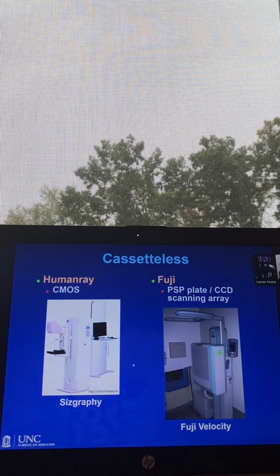These are also examples of cassetteless. This is a mammography unit, and this happens to be the detector right here. And inside of that protective covering, it's a CMOS detector. And then in this cassetteless unit here, they used to have this one. This was an image that was actually taken over at UNC Hospital, so they had it in a room there. It was called the Fuji Velocity, and this is one of those hybrid technologies where this one has a PSP plate built into it, but it also has a CCD built into it. So this is a hybrid technology. So they used to have that over at UNC.